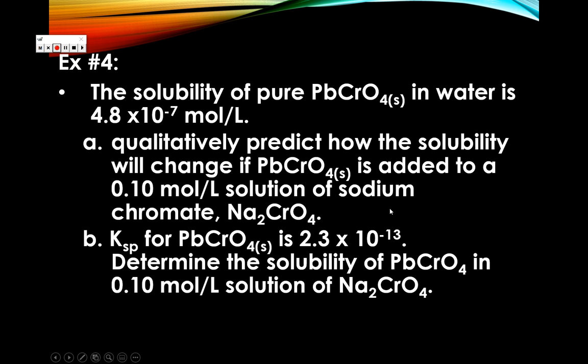So we've so far been dealing with the solubility of a substance in water. So water has no ions if it's pure water, which it should be. So then we're going to qualitatively predict: what happens if you add a solution of sodium chromate? So lead chromate, the chromate ions are on the product side. The substance you're adding will always be 100% soluble. So now you're increasing the concentration of the ions.